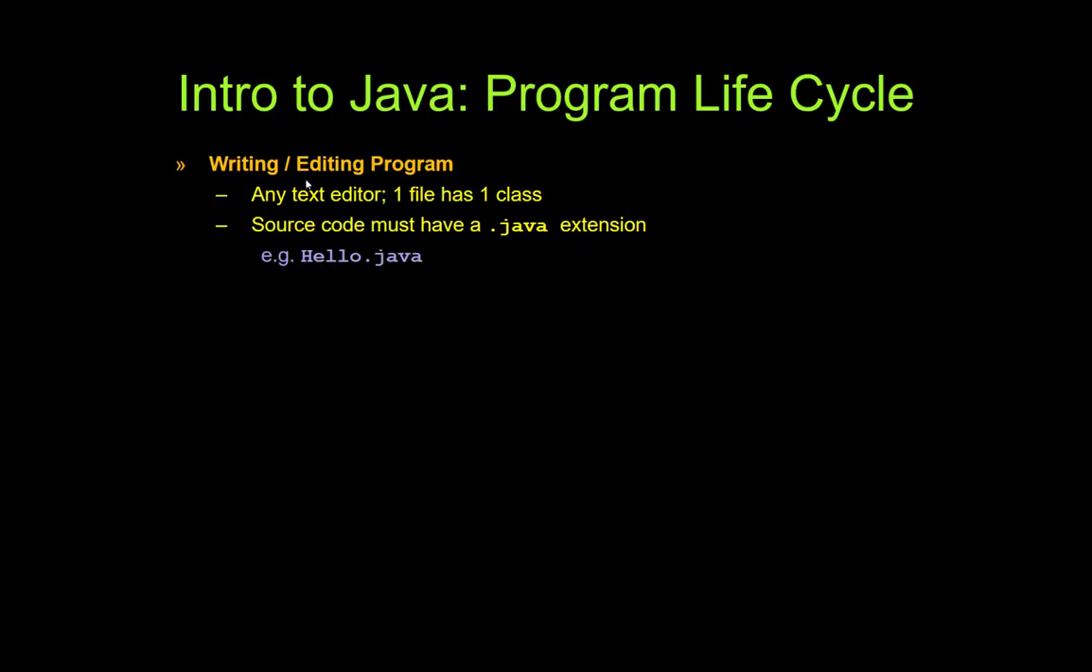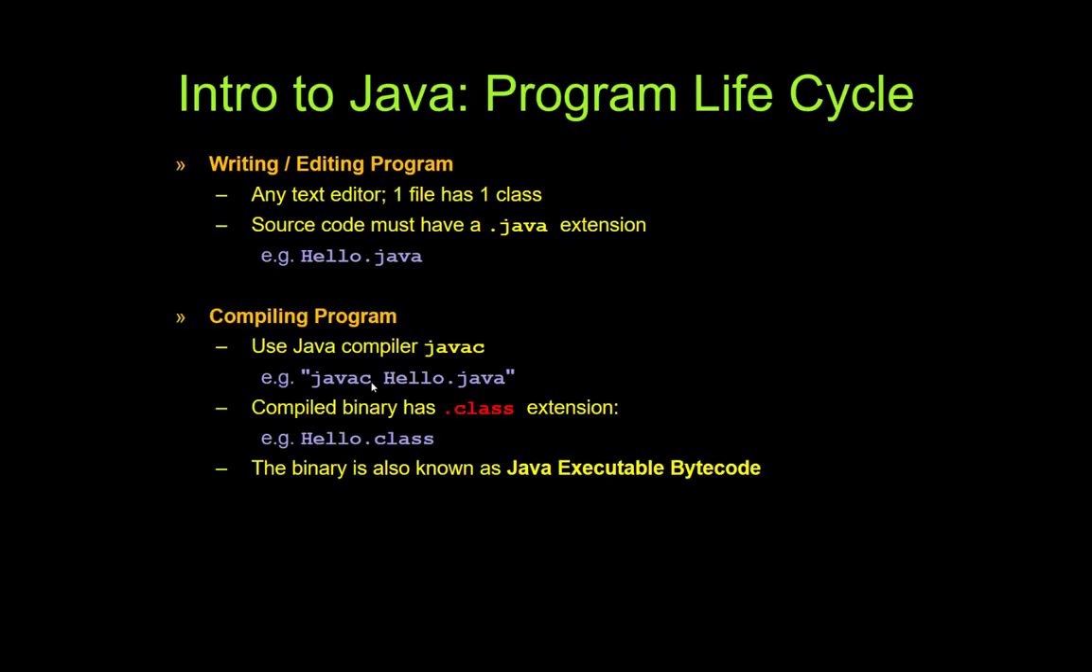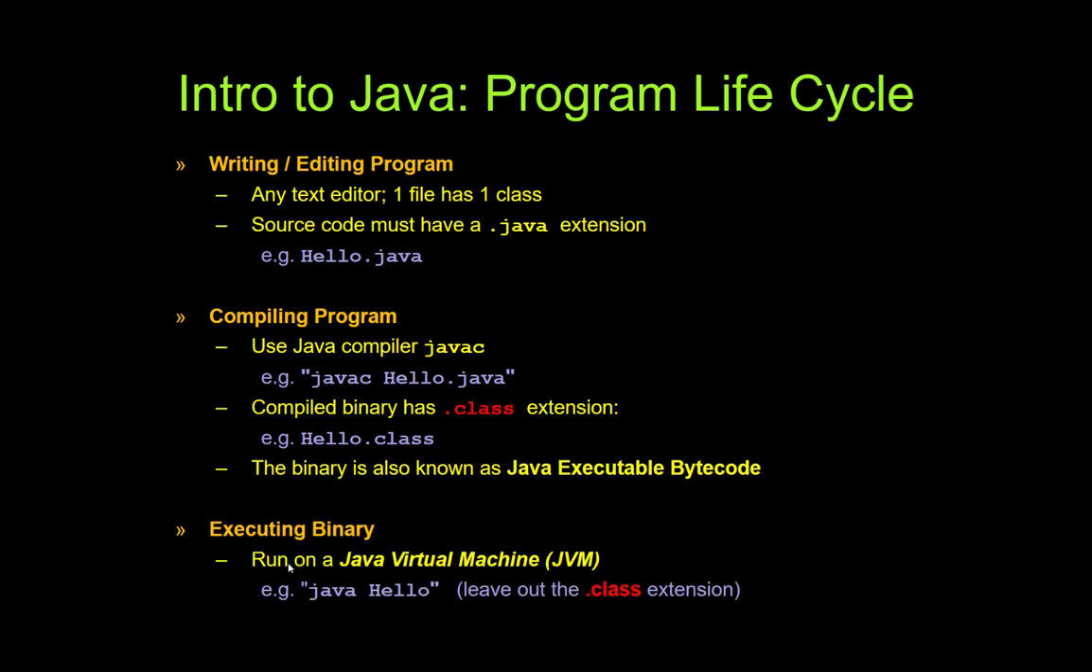To write a Java program, you can use any text editor. Note that one file usually contains only one class. The source codes must have a .java extension, for example, hello.java. To compile, you use javac, the source file. The output binary is with .class extension, like hello.class. To execute this hello.class Java bytecode, we put java hello.